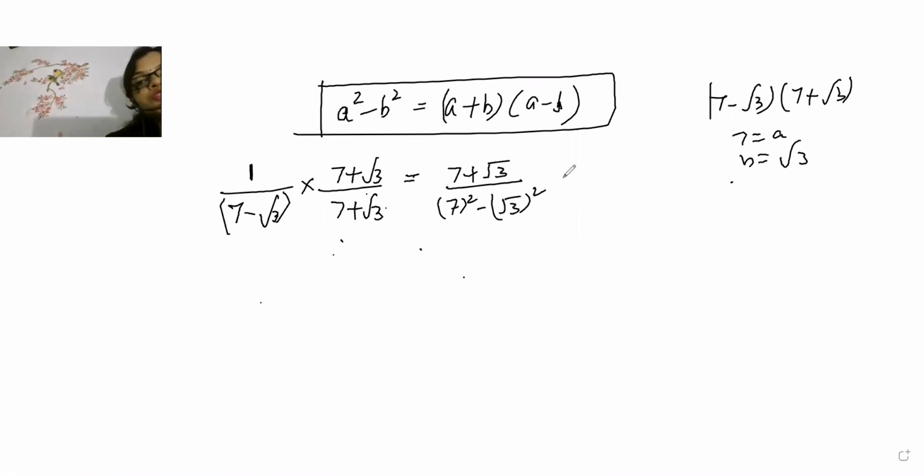So now 7 plus root 3 will be left as it is. 7 square will become 49. Root 3 whole square will become 3 only. So 7 plus root 3 by 46.